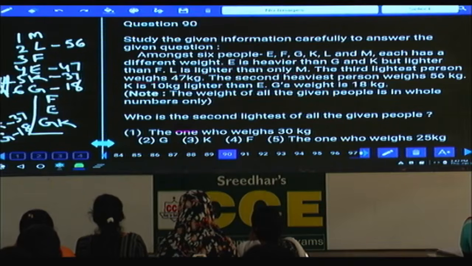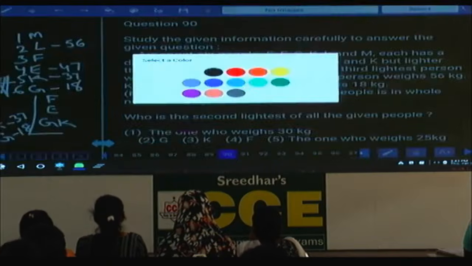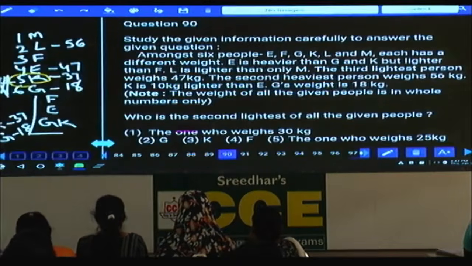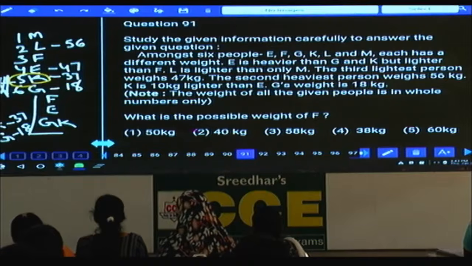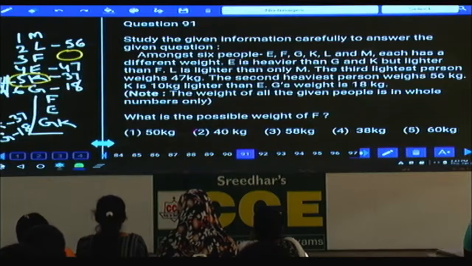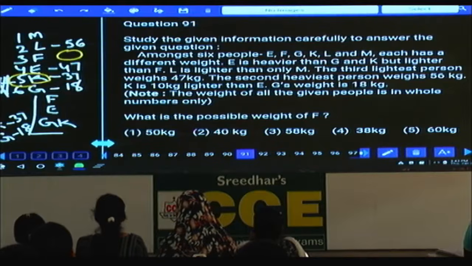Question number 90. Who is the second lightest of all the given people? Among these 6, who is the second lightest? Tell me here. The second lightest person is K. That is choice 3. 91. What is the possible weight of F? Now in between 46 and 47 and 56, any number could be in between. Yes, what is the answer here? 50, that is choice 1.